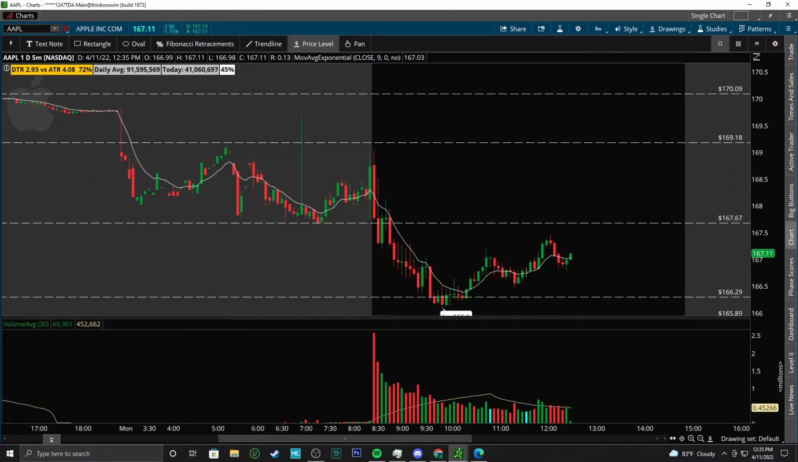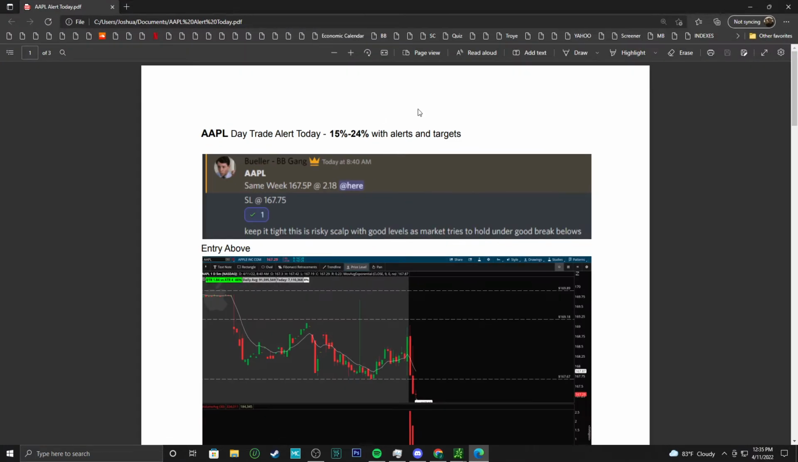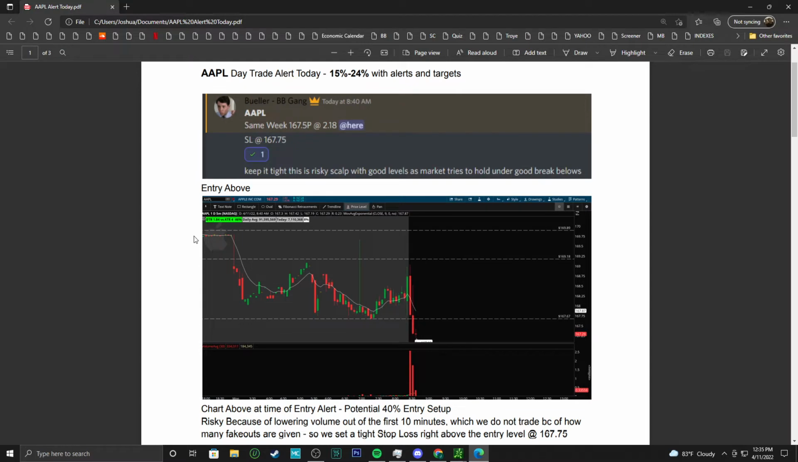Today, though, let me bring this over correctly. Hopefully it doesn't screw up. There it goes. You can actually see we did take an Apple alert on this. So you had 15 to 24%. We scaled out at 2.35, and then we took the rest at 2.65. So let me show you everything we did.